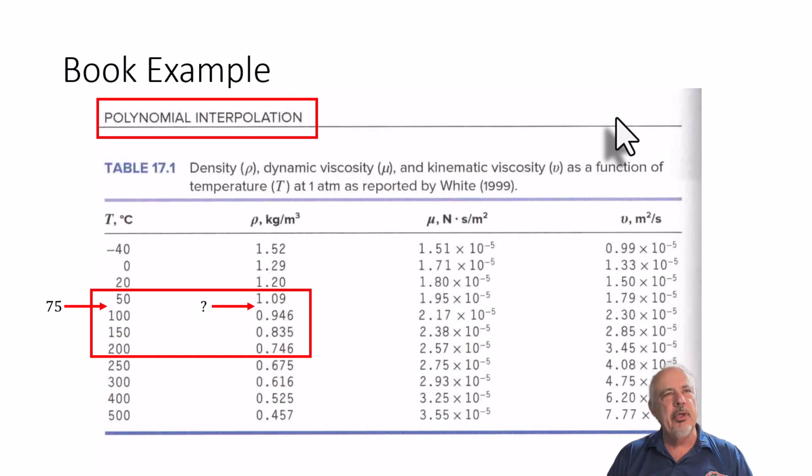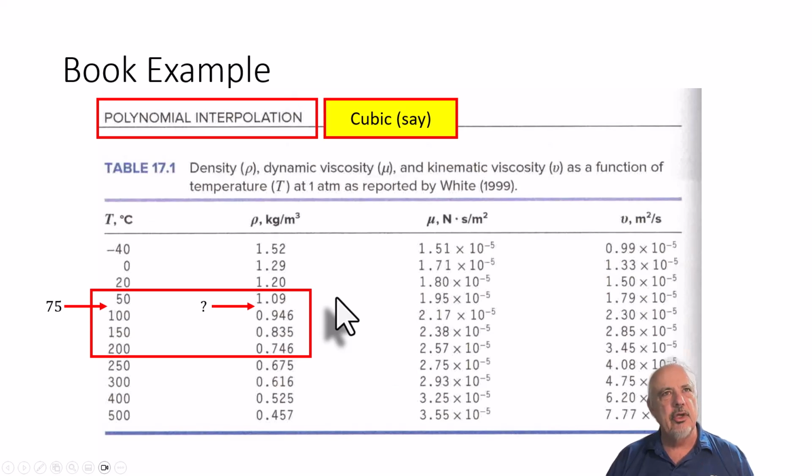Remember the polynomial interpolation: we had some x data, the temperature data, and then we also had some density data. So we treated the temperature data as x and the density data as y. We didn't really look at the viscosity values, but the temperature data in Celsius and the density data in kilograms per cubic meter. And on the polynomial interpolation, we thought about a cubic there.